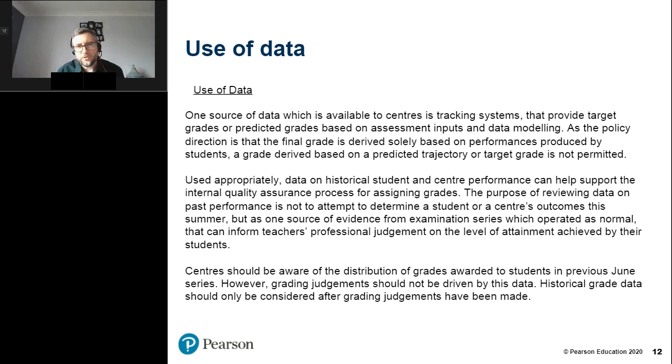If you read the last bit here, it says that centres should be aware of the distribution of grades awarded to students in previous June series. However, grading judgments should not be driven by this data. Historical grades should only be considered after grading judgments have been made. So what we don't want you to do is think, well, we usually get 1 or 2 grade 9s and we get about 5 grade 7s, so let's have 2 grade 9s and 5 grade 7s. Who are we going to give it to? That's not the approach you need to be taking. The approach you need to be taking is to use holistic judgments based on the quality of the evidence to arrive at your grades, and then reflect on that by considering your historical performance.